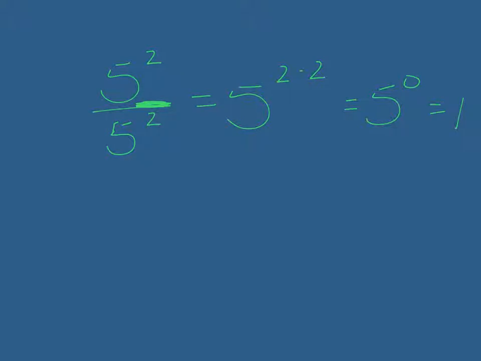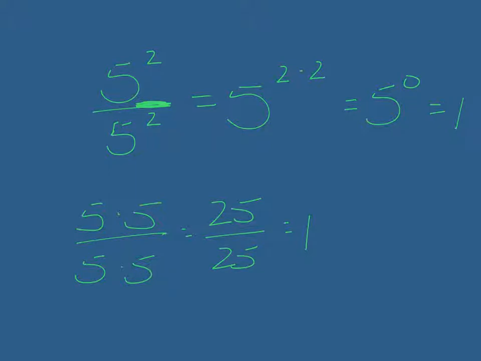Now if we wrote this in expanded form, 5 to the second power is the same as 5 times 5. 5 times 5 is 25. And 25 divided by 25 is equal to 1. So in short, any number raised to the 0 power is equal to 1.